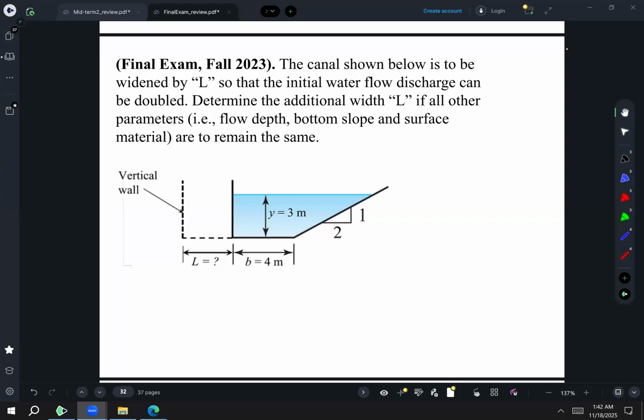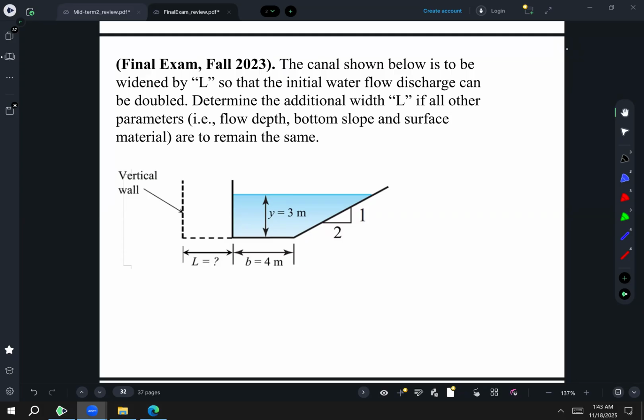Problem statement. The canal shown below is to be widened by L so that the initial water flow discharge can be doubled. Determine the additional width L if all other parameters such as flow depth, bottom slope, and surface material are to remain the same.